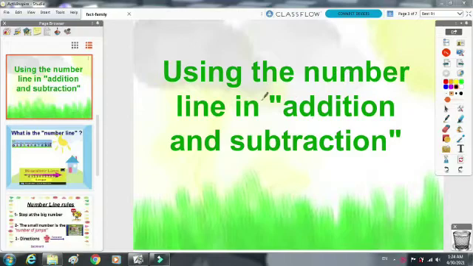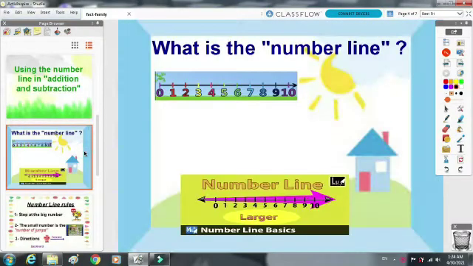Using the number line in addition and subtraction. First, what is a number line? The number line is like the city of numbers, on which you can find all numbers by order starting from 0 to infinity. And each time we move forward on the number line, you will get bigger numbers.